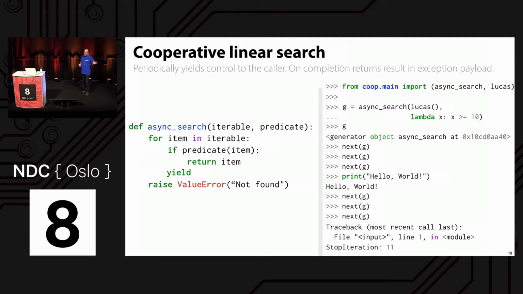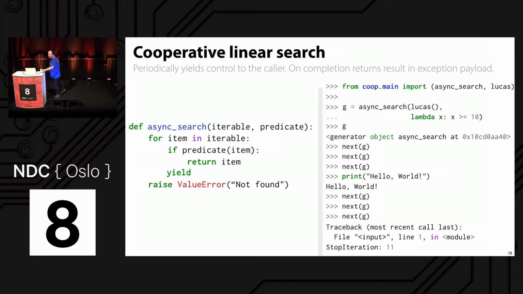What's interesting about Python is that that exception carries a payload, and here the payload is the item that we found. So that return statement in async search actually causes an exception to be raised by the generator machinery in Python, and the result gets wrapped up in the stop iteration exception. And you see at the bottom there on the right, stop iteration 11, that's the result. Okay, so we can use generator functions in Python to support concurrency.